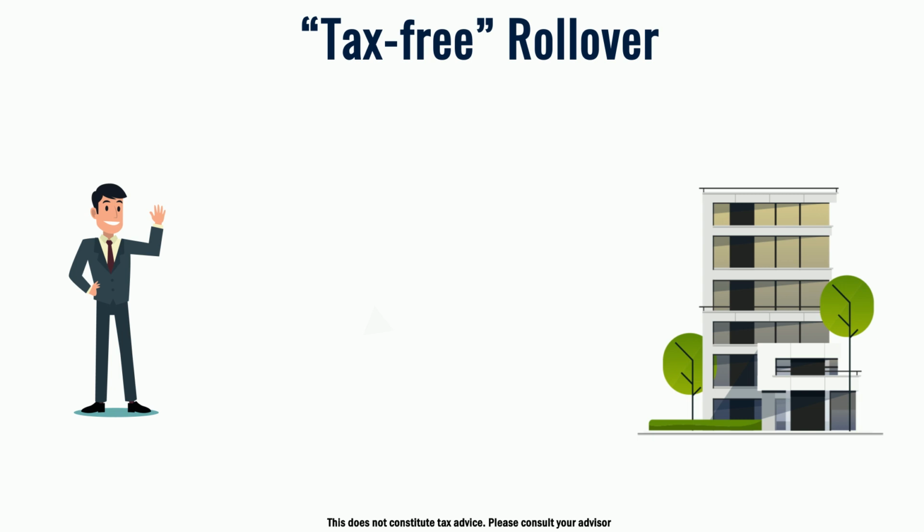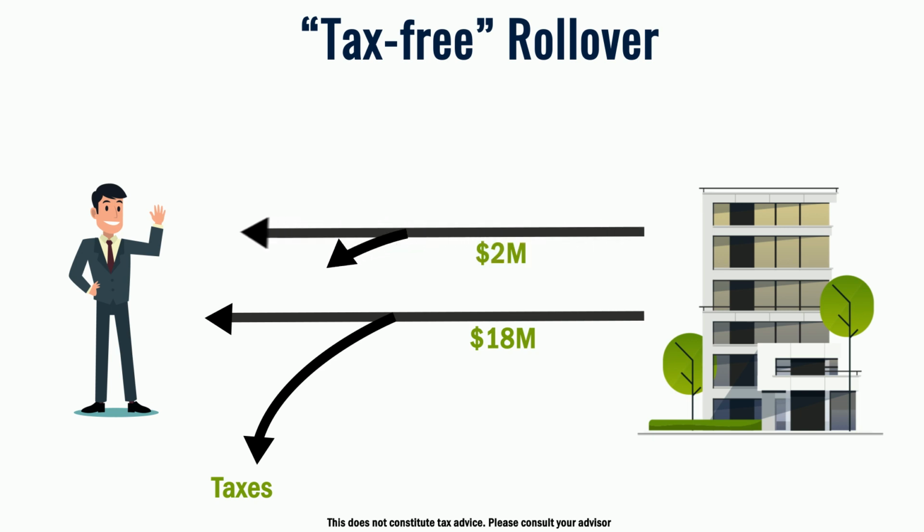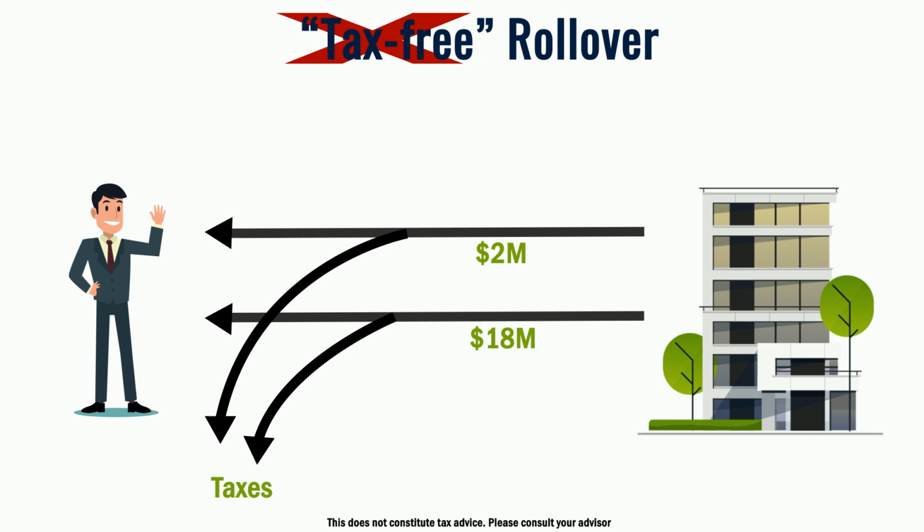In our example, John isn't taxed on the $2 million of rolled equity at the time of sale. Instead, his taxable gain today is based on the $18 million that he receives in cash. Later, when he monetizes the $2 million investment, he will pay taxes on the deferred portion. Therefore, the so-called tax-free rollover may be more appropriately referred to as a tax-deferred rollover, but it still presents a favorable option.